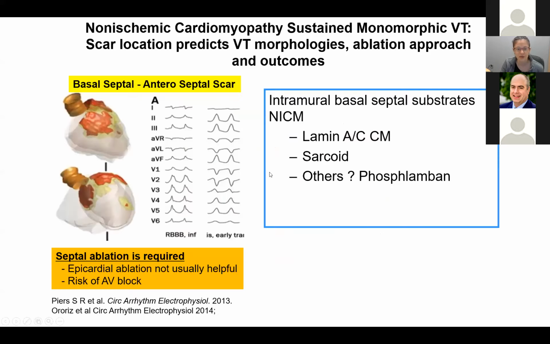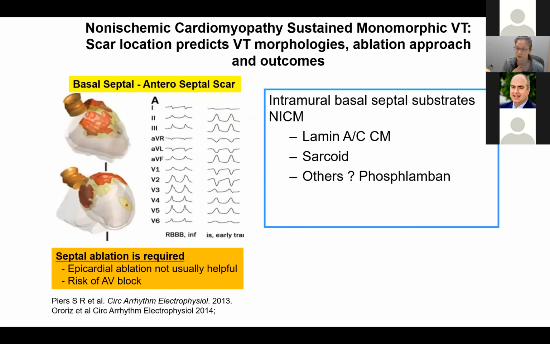So if we think about these anteroseptal scars, where are they located? They're sort of between the outflow tracts. They can involve the parahisian area. It's not unusual to get left bundle and right bundle types of VTs that we can see. Epicardial ablation is usually not helpful because of the location. There's often coronaries nearby. There are places where the myocardium is very thick, and the myocardium can be bounded by septal walls on either side. There's also a risk of AV block from ablation.